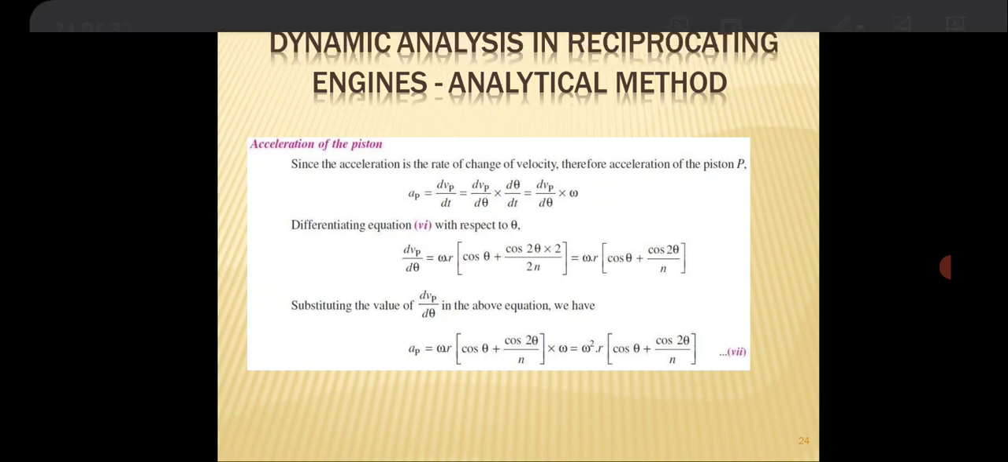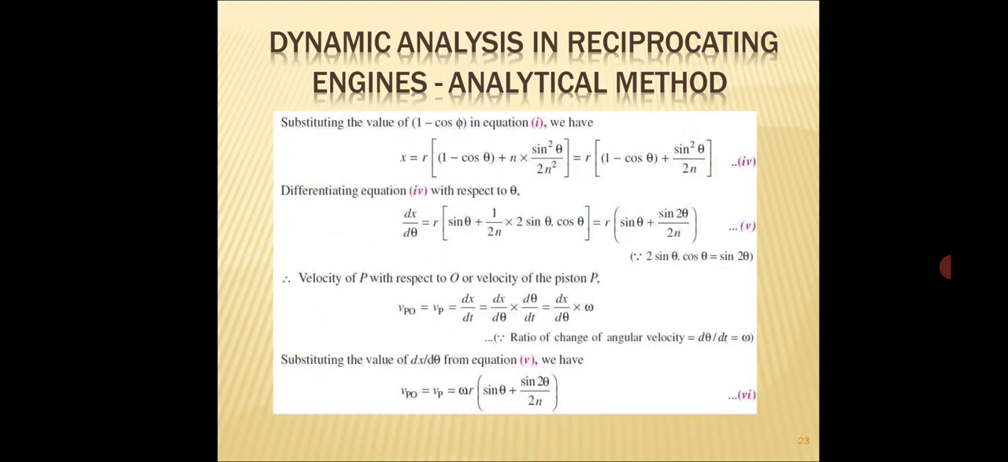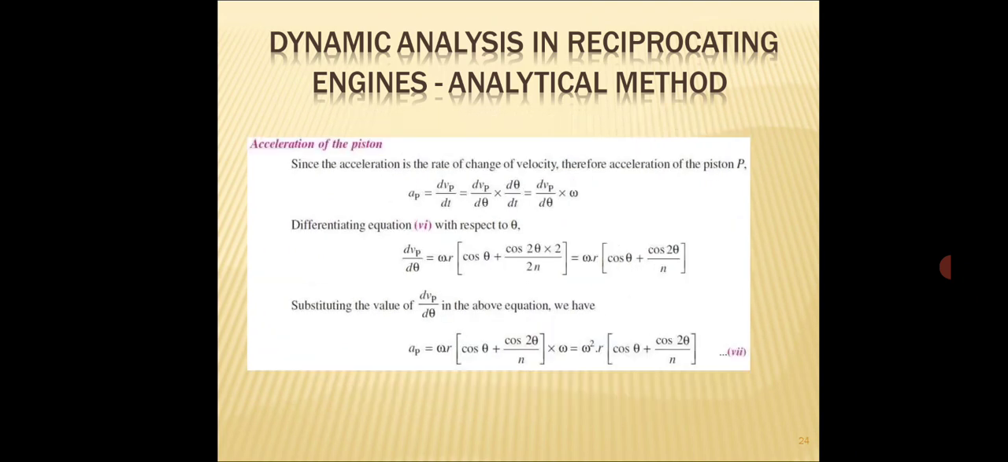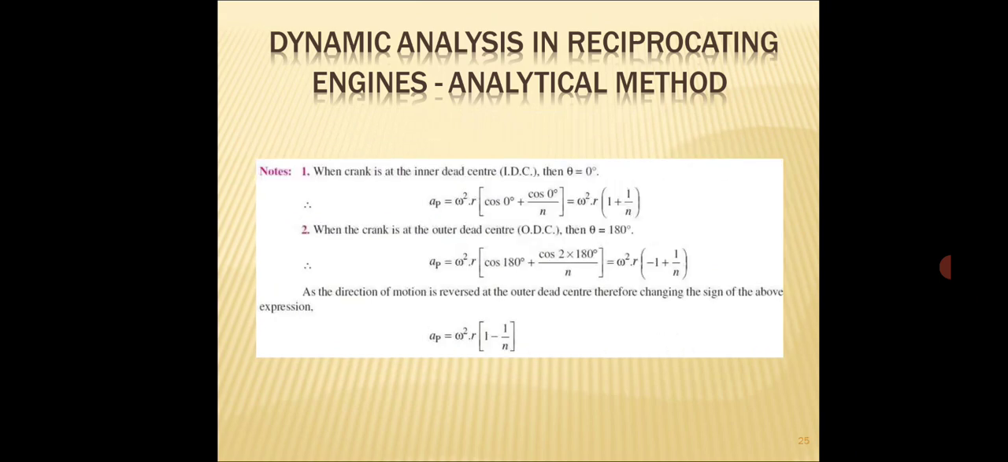Formula is Vp equal to omega into r (sin theta plus sin 2 theta divided by 2n). So acceleration of the piston, the formula is omega square into r (cos theta plus cos 2 theta divided by n). So this is the formula we have derived from the above expressions.